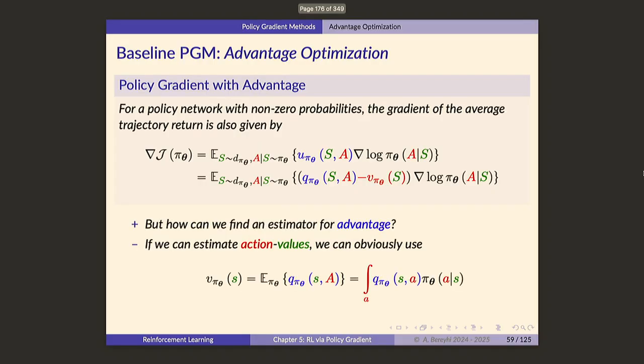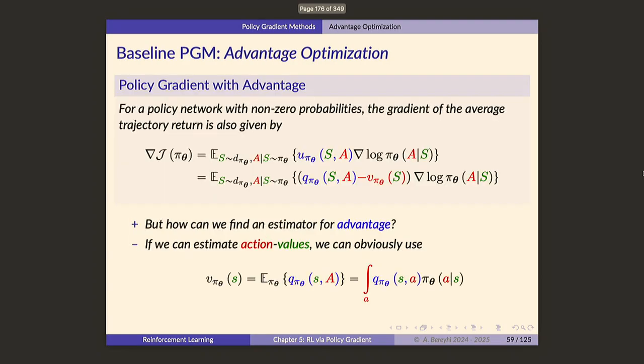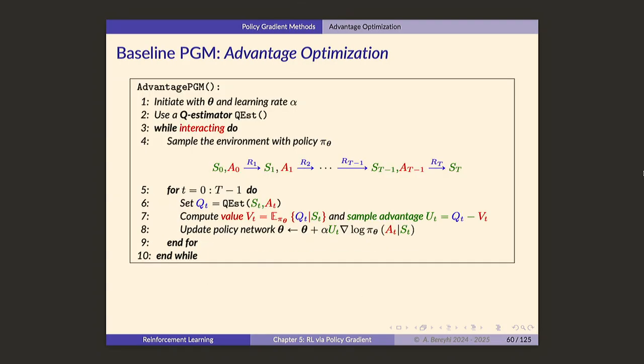Okay, so yeah. Now I think we are out of time. I think there is not so much left here. It's actually nothing left. Okay, so this is the final algorithm. Sorry, so this is advantage PGM. So every single time, you're going to compute the value, you're going to estimate Q, and then you're going to just compute the advantage, right?